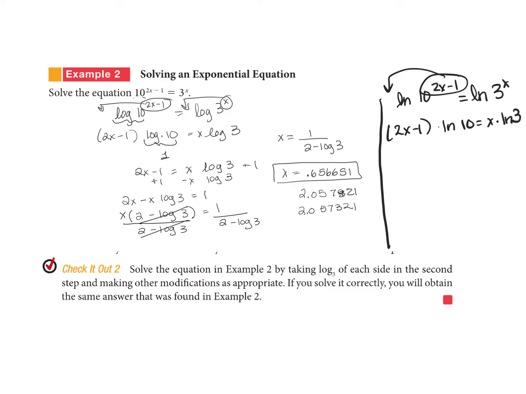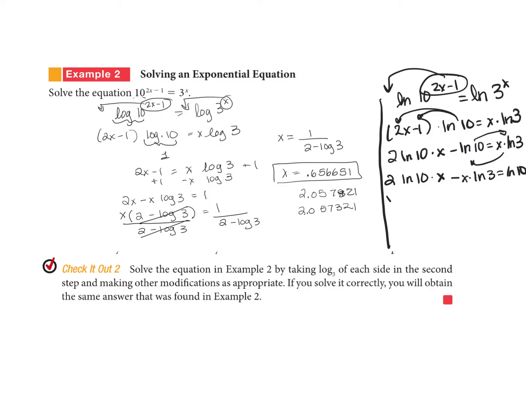And all my x's, we'll have to distribute this in. So I'm going to have 2 ln of 10 times x minus natural log of 10 equals x times natural log of 3. Get all my x's on one side, so I'm going to move this over here and move that over there. So we're going to have 2 natural log of 10 times x, minus x times natural log of 3 equals natural log of 10.